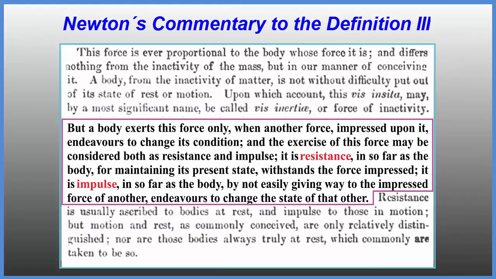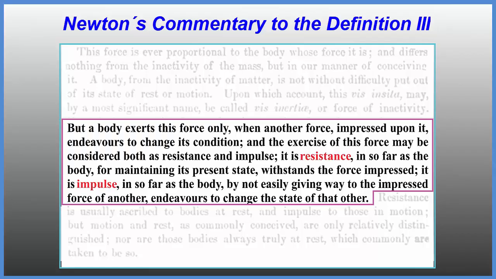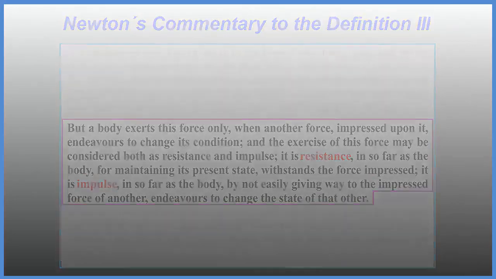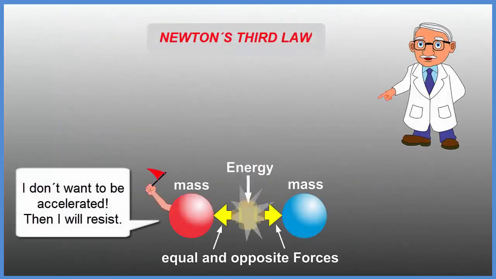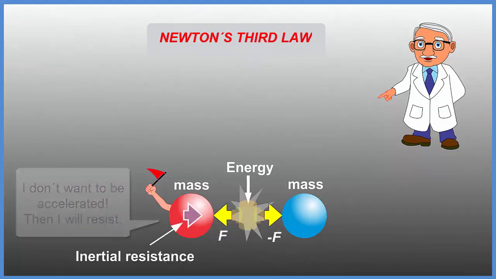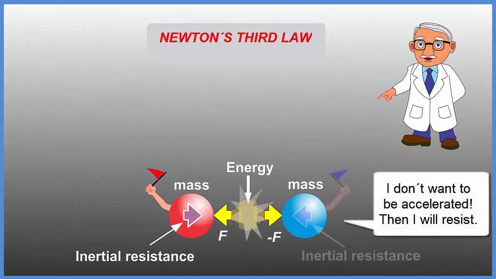It is resistance, in so far as the body, for maintaining its present state, withstands the force impressed. It is impulse, in so far as the body, by not easily giving way to the impressed force of another, endeavors to change the state of that other. I don't want to be accelerated. Then, I will resist under the action of the force. I don't want either. I also will manifest resistance to acceleration.